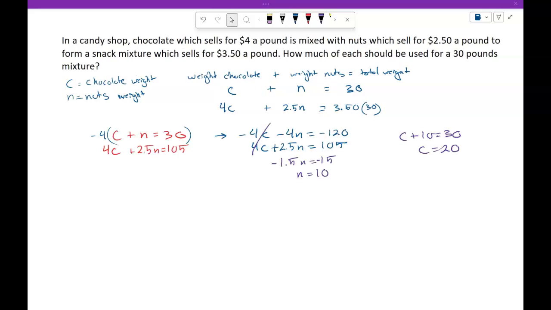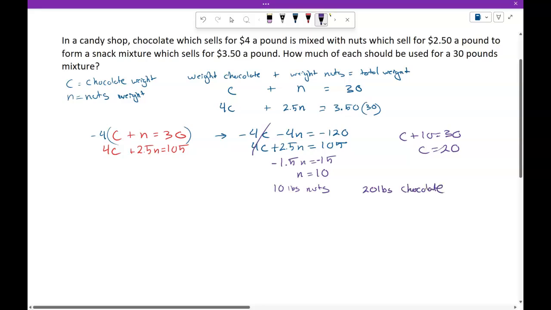So here I chose to use the elimination method again, multiplying the first equation by -4 so that my variable c eliminates, leaving me with -1.5n equals -15, so n equals 10. So that means we have to have 10 pounds of nuts for the mixture. And then if we substitute 10 and we have to have a total of 30 pounds, that leaves 20 pounds of chocolate. Now let's go ahead and finish the last problem from our notes.